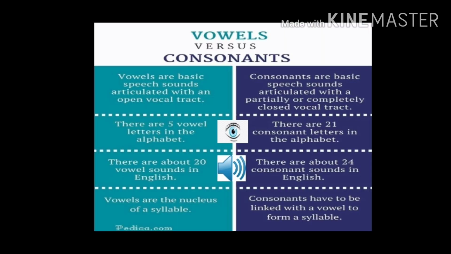Look at the next chart. Can you see the eye and the speaker, that is the ear? What you see, the alphabets from A to Z, are the sight alphabets. I can see 5 vowels in them and 21 consonants in them. But the moment I talk about hearing, I can hear 20 vowel sounds and 24 consonant sounds.